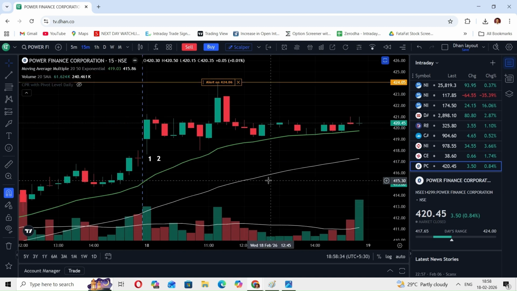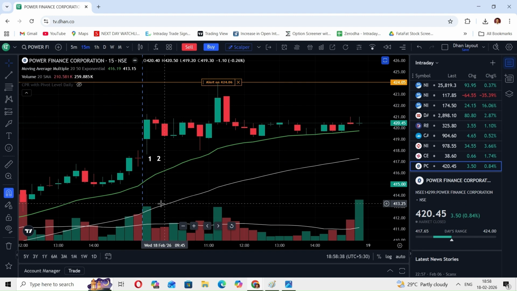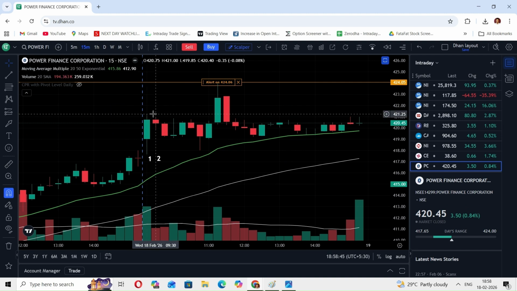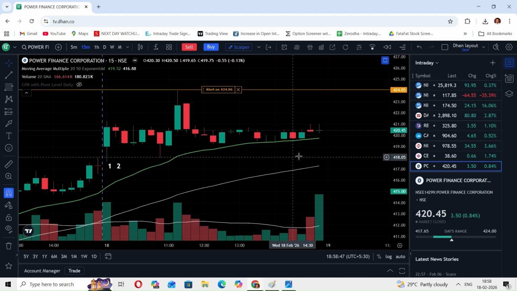My next trade was in Power Finance Corporation. See here. First candle, second candle, 20-50 MA trending up, inside candle setup formed. Green candle, mother candle has the highest volume. At high, I took a trade, low was my stop loss. This trade, I closed in small loss. Perfect. So overall, it was a profitable day in case of stock trading for me.